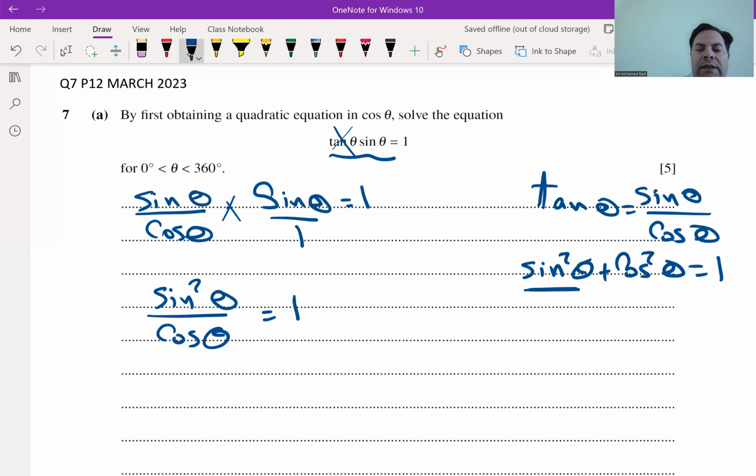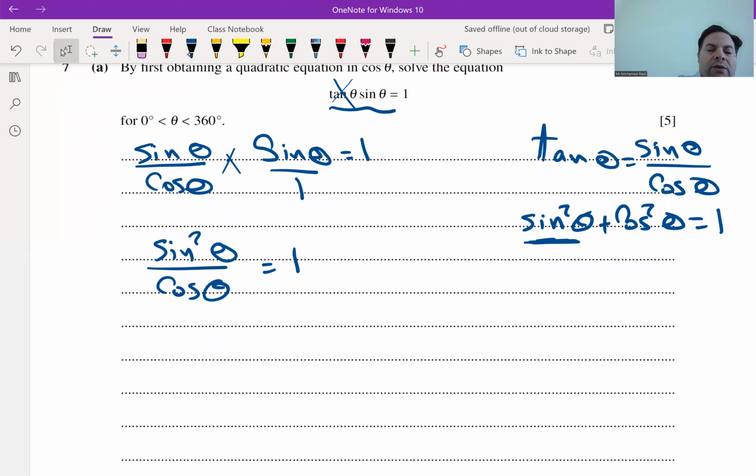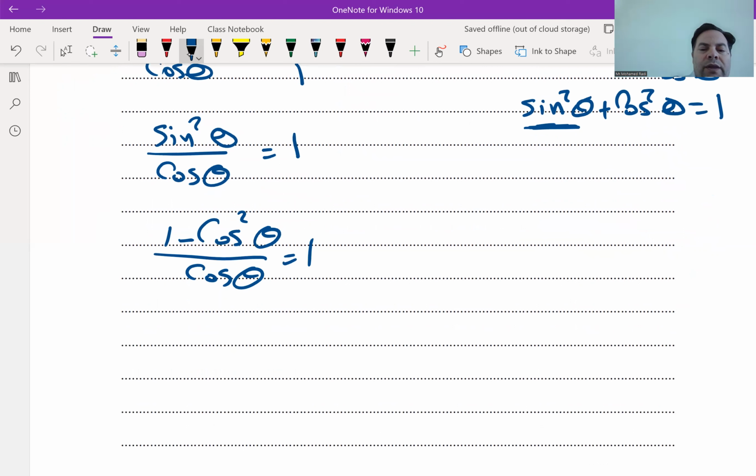From the second identity, sine squared theta, you can remove it and write 1 minus cosine squared. So 1 minus cosine squared theta divided by cosine theta is equal to 1. Cross multiplication: cosine theta is equal to 1 minus cosine squared theta.